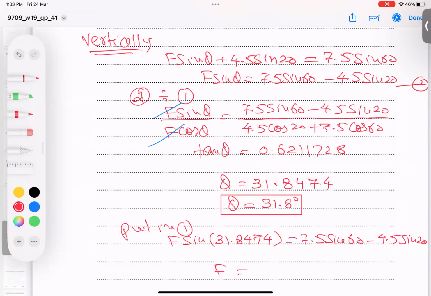First of all, take the sine of this angle, sine 31 of that. After that, what is my plan? 11.5 times sine 60 minus 4.5 times sine 20, and this answer divided by it, so I get 9.39 newtons. So I believe up till here the point is clear.